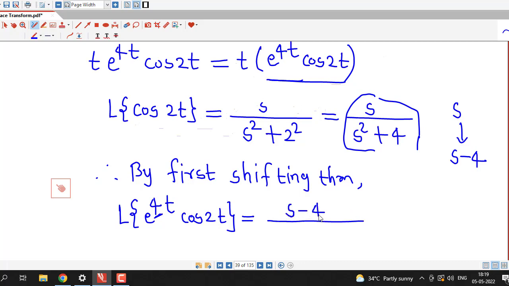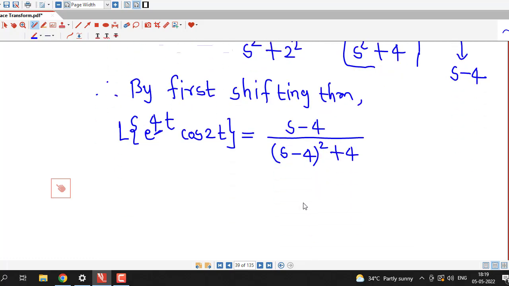By the first shifting theorem, the Laplace transform of e raised to 4t cos 2t is equal to s minus 4 divided by the square of s minus 4 plus 4. First we simplify this. This is s minus 4, and we expand this: s square minus 2s into 4, that is minus 8s, plus 4 square, that is 16, and plus this 4.